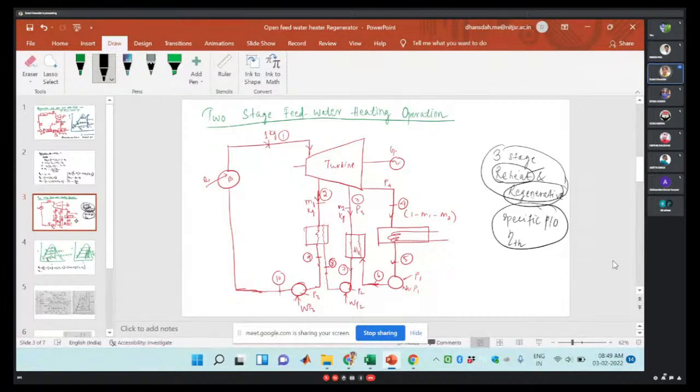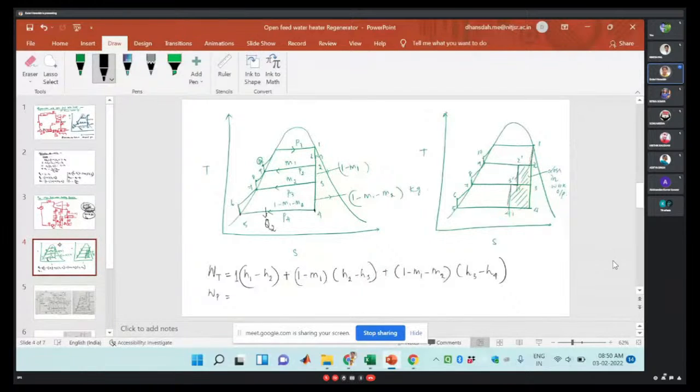So that amount is 1 minus M1 minus M2. Okay, so this condensate is being pumped in 5 and 6. Similarly, what is happening in 7 and 8? 1 minus M1, right? So similarly in this case 9 to 10, here 1 kg of the feed water is pumped to the boiler pressure. Okay, pumped to the boiler pressure, right?